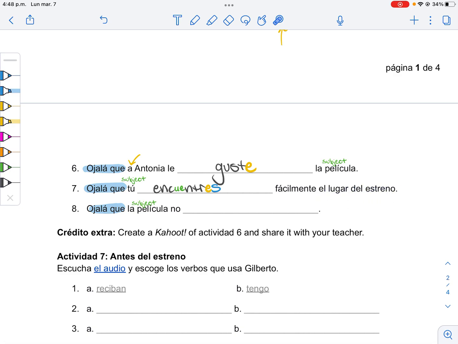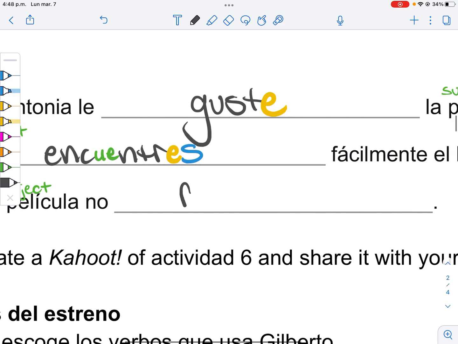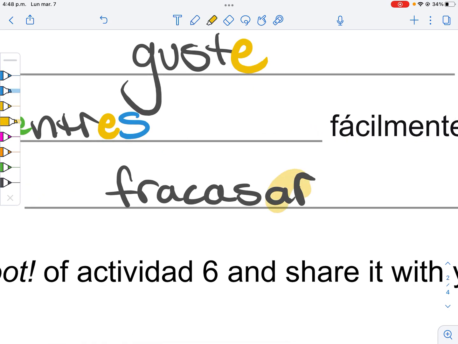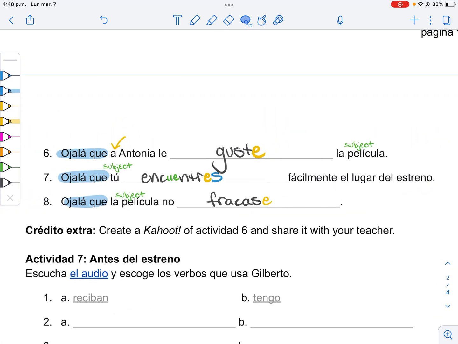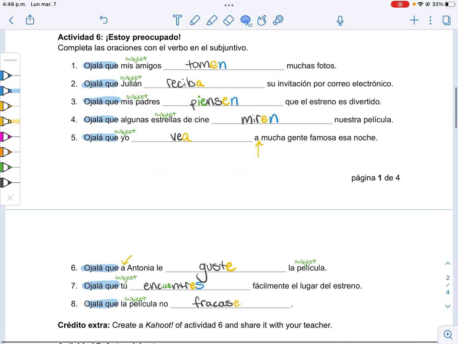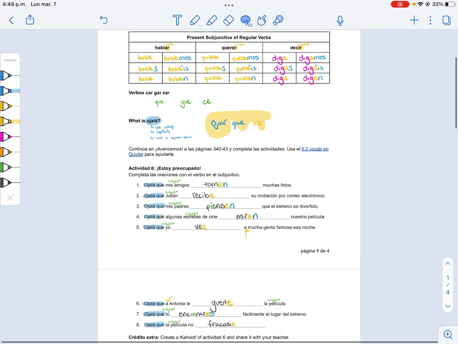And finally, hopefully our movie does not fail. That would be a bummer. We have fracasar. Awesome. Drop this AR, replace it with its opposite, and then we're done. Ojalá que la película no fracase, like my pronunciation just did.